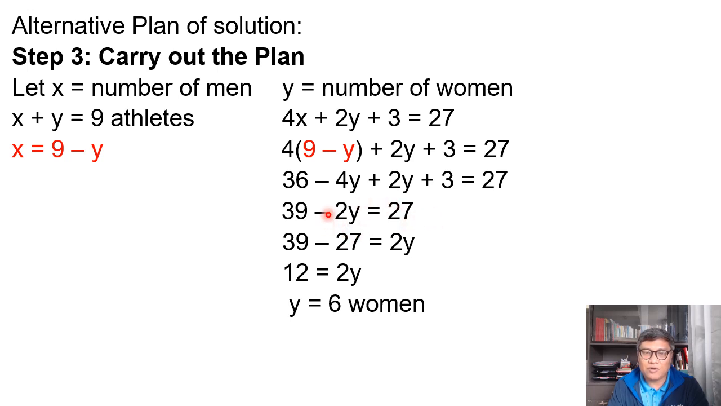Then, if I'm going to transpose negative 2y to the other side, likewise 27 to the left side, they will be changing the sign. So 39 minus 27 is equal to 2y, then 39 minus 27 is 12, equals 2y. Divide both sides by 2, then 12 divided by 2 is 6, and 2y divided by 2 is y. So here, y is equal to 6, referring, class, to the number of women.